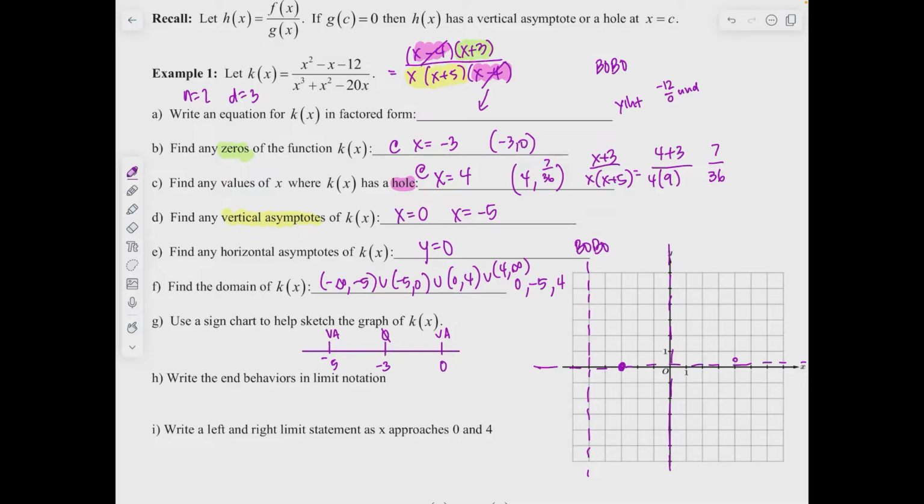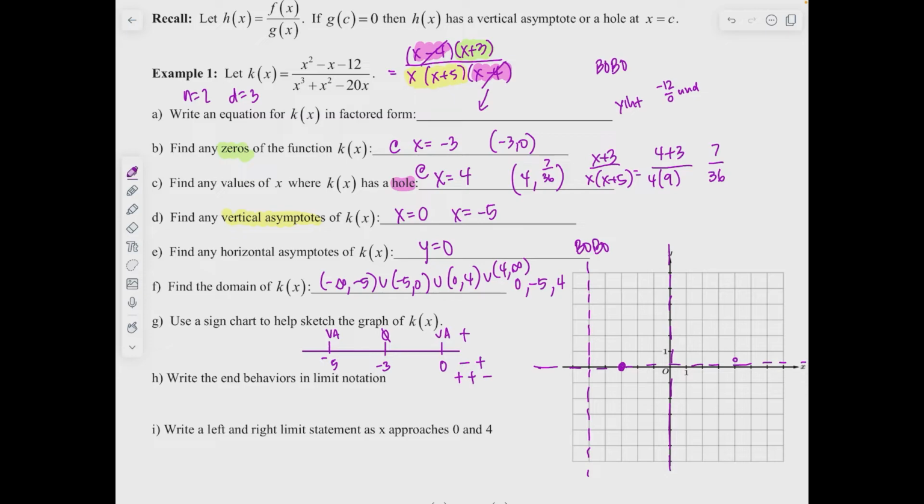So when I go to the right of 0, I'm going to use, well, actually, I see where the hole is. The hole is already above it, so I can use that. But I'll just use 1. So if I use 1, 1 minus 4, 1 plus 3, 1 is positive, 1 plus 5, 1 minus 4. So I see 2 negatives there. My answer is positive, which is what I was expecting because the hole is above the x-axis.